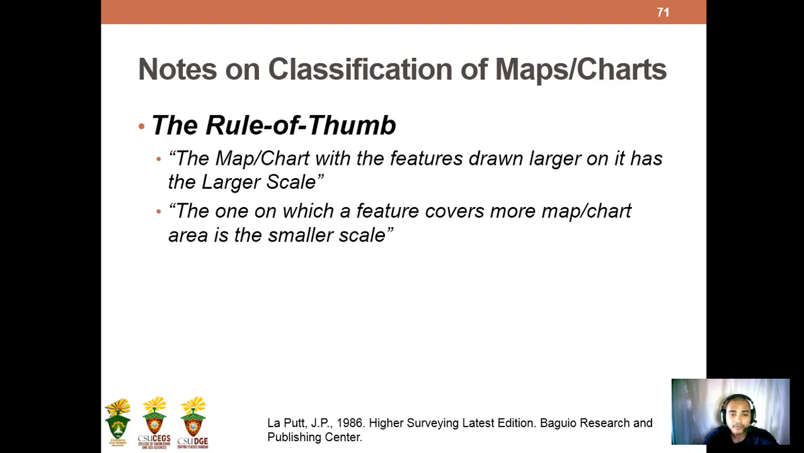And the one on which the features cover more map or chart area is a smaller scale. Like for example, Caraga region wide, or Philippine wide, you represent it with a Philippine wide boundary. So you can no longer see the detail of houses or even small structures. So that map is a smaller scale map.